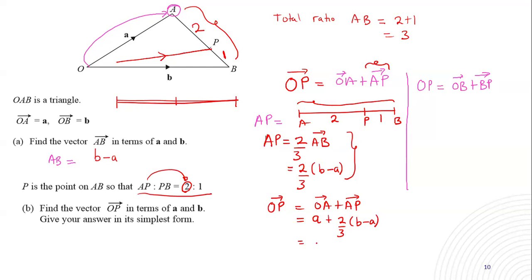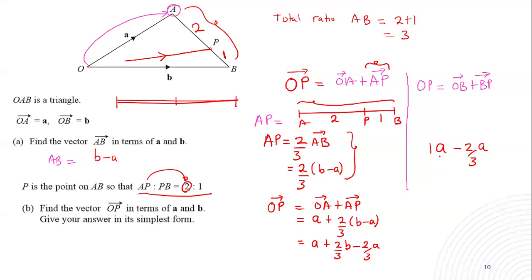So from here, we are going to open our brackets and we have A plus 2 out of 3 B minus 2 out of 3 of A. Then you collect like terms. Collecting like terms, it means we shall bring the A and the minus 2 out of 3. So let me do it here as my side work. A minus 2 out of 3A. Remember there is a 1 here.